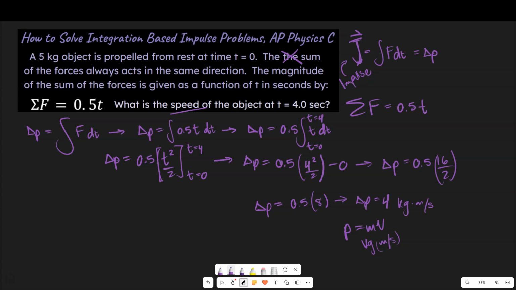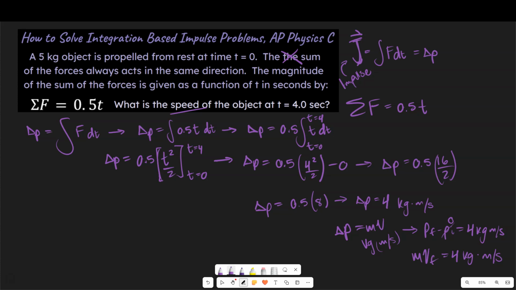But what is the speed of the object? So we now know what the change in momentum is. Let's do this. We could say, just to make it clear, that's a delta p actually, right? And so what does that mean? Well, that means therefore that p final minus p initial is equal to 4 kilograms times meters per second. Well, we know our p initial is 0, so our p final, well, what does our p final mean? Well, that would be m times v final is equal to 4 kilograms times meters per second.